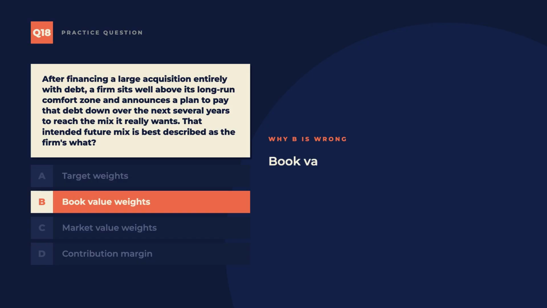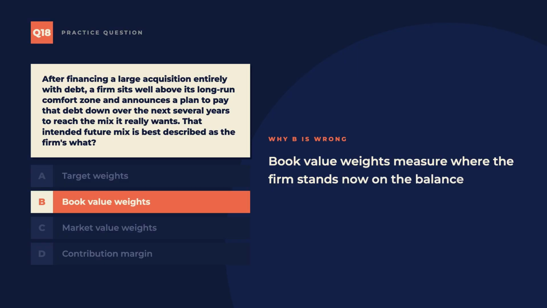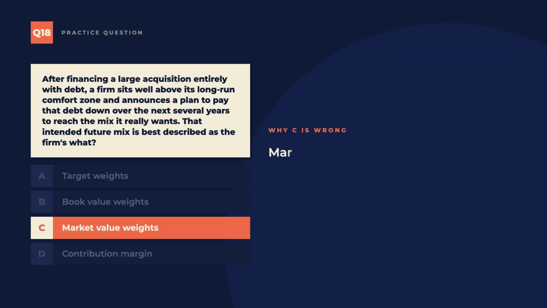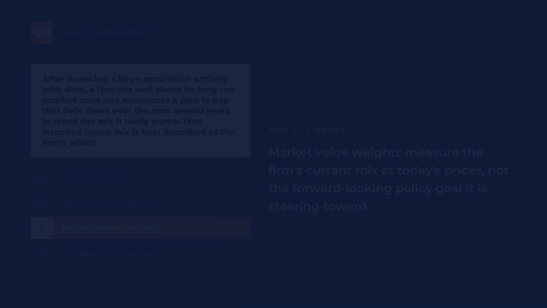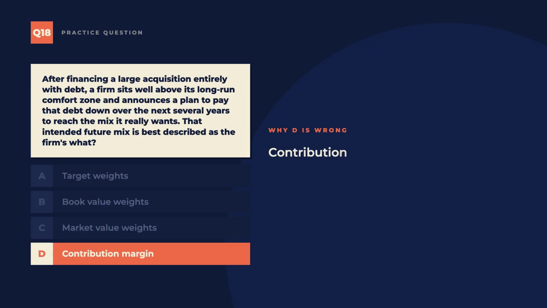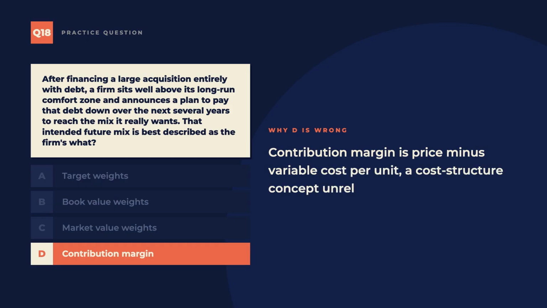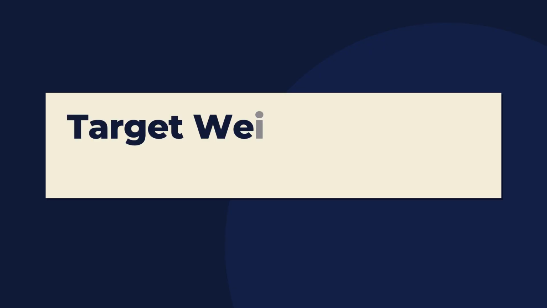B is wrong because book value weights measure where the firm stands now on the balance sheet, not the future mix it plans to reach. C is wrong because market value weights measure the firm's current mix at today's prices, not the forward-looking policy goal it is steering toward. D is wrong because contribution margin is price minus variable cost per unit, a cost structure concept unrelated to a target financing mix.